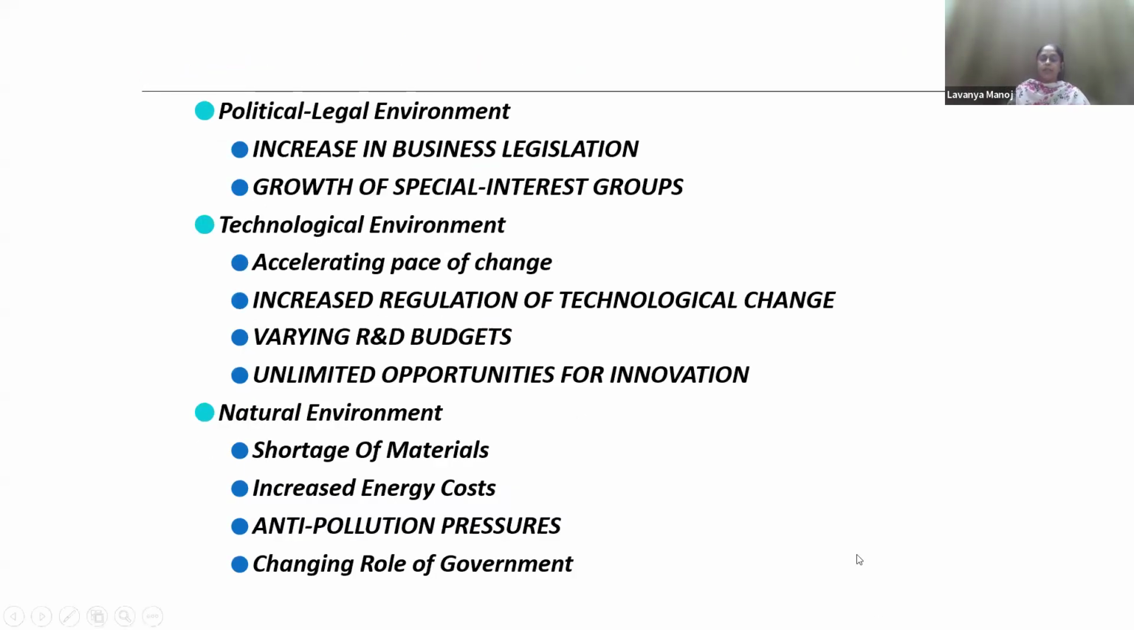Then the political legal environment. So, increase in business legislation, growth of special interest groups.